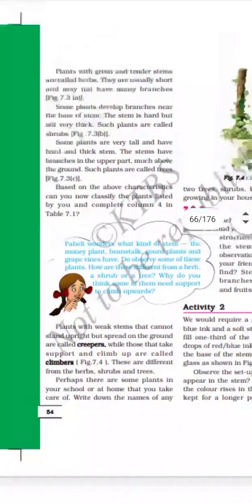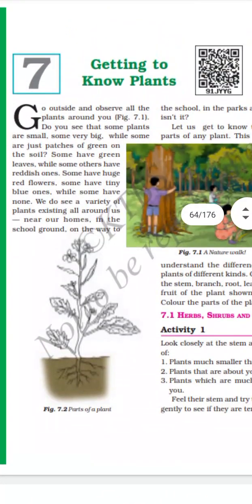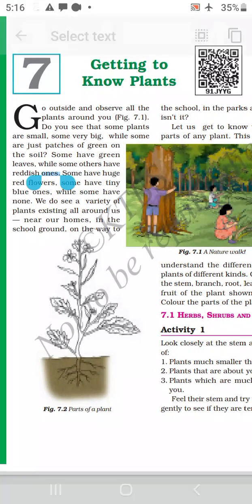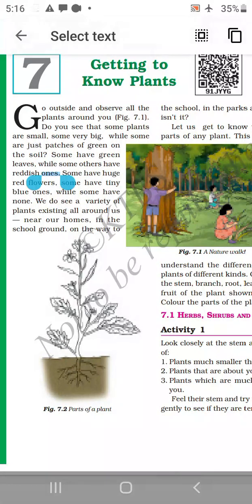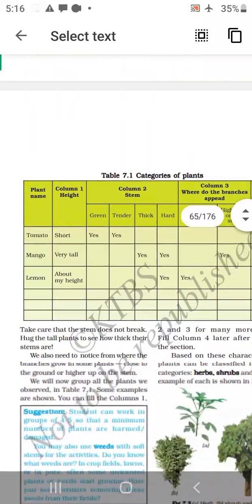Once again, we will revise. Getting to know plants. We know plants are very important. They are found everywhere: parks, gardens, even on some roads, forests, everywhere. There are three kinds of plants: herbs, shrubs and trees. What are herbs and what are shrubs and what are trees?